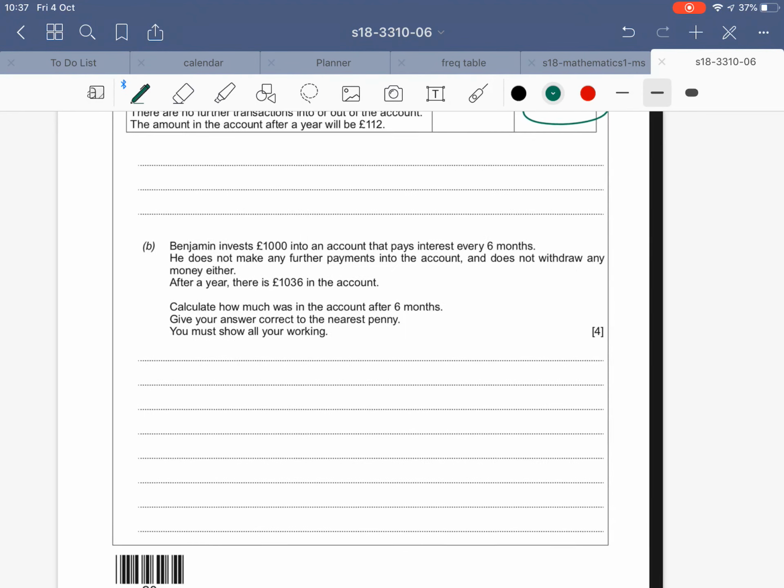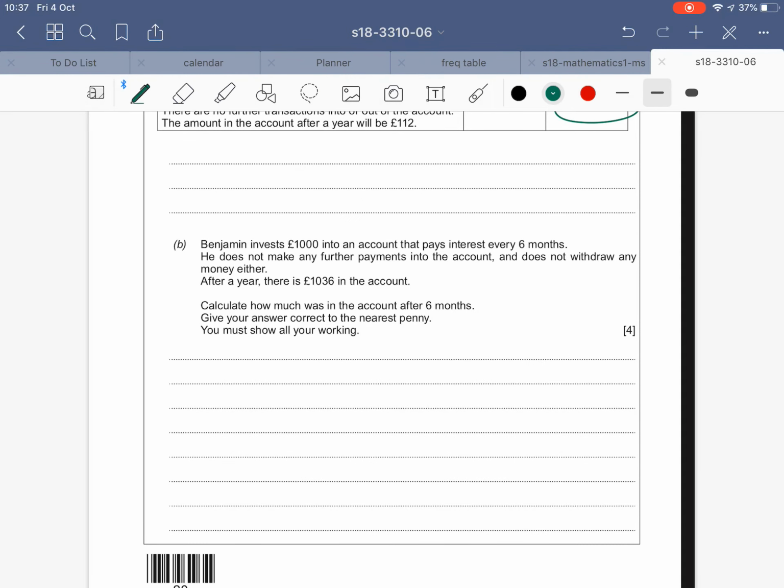Benjamin invests £1,000 into an account that pays interest every 6 months. He does not take any further payments into the account and does not withdraw any money. After a year, there is £1,036 in the account. Calculate how much was in the account after 6 months. Give your answer correct to the nearest penny.